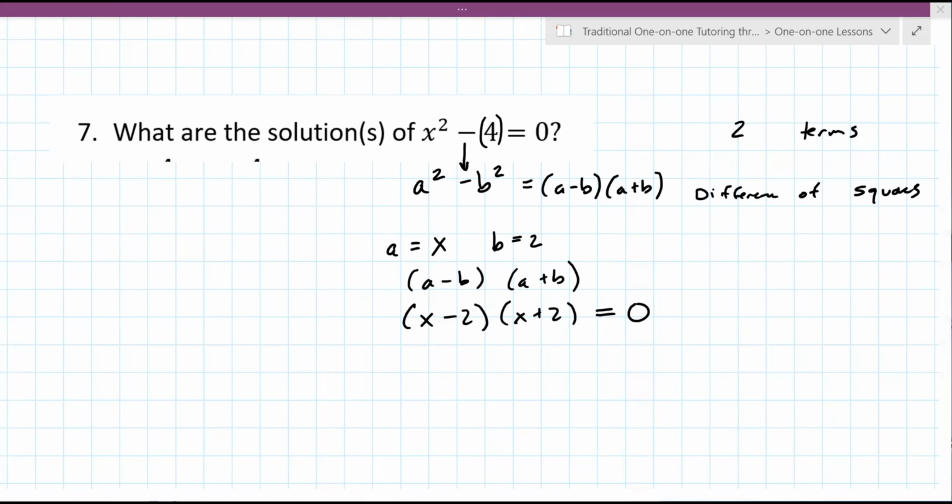And then we just FOIL, right? No, that would be going backwards. You set them equal to 0.